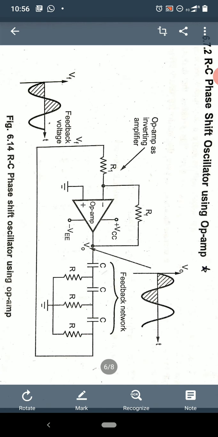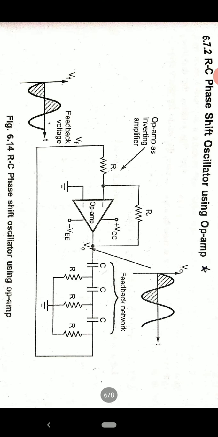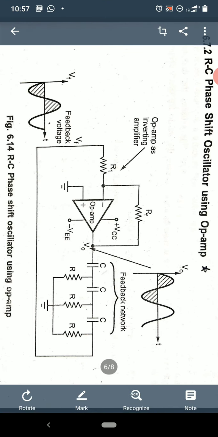As you all know, there are mainly three different types of oscillators. One is the RC type, another is the LC type, and the third is the crystal type. These types are based on the elements used in the feedback network. If inside the feedback network you use a resistor and capacitor, it becomes RC. If you use an inductor and capacitor, it becomes LC. If you use a crystal in the feedback network, it becomes a crystal oscillator. These three categories have three different frequency ranges.